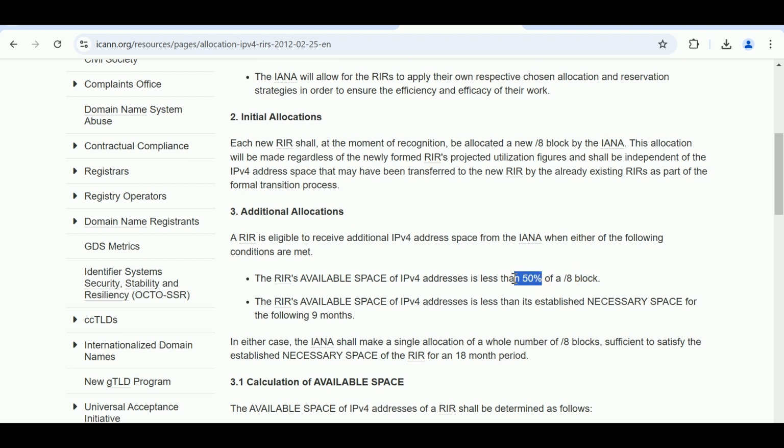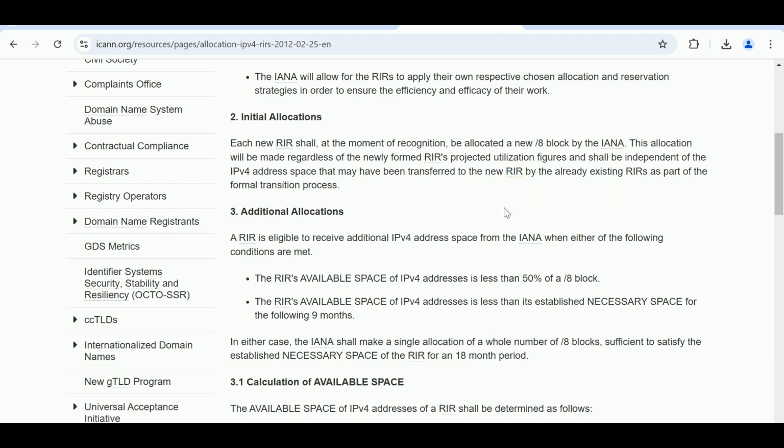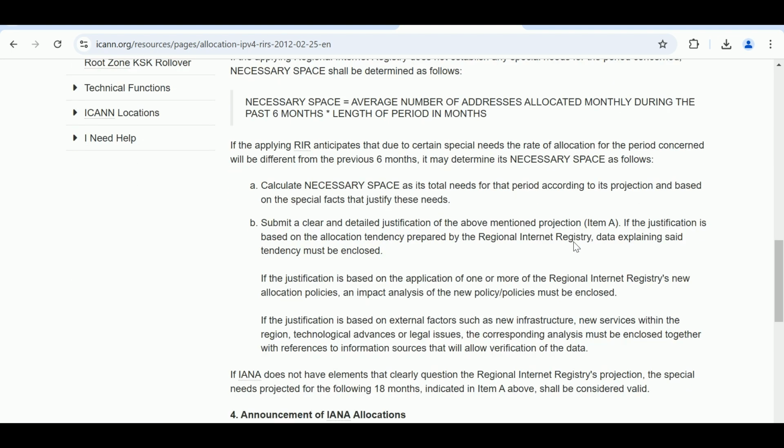So if they are getting less than 50% of IP addresses, then they can request one new subnet from this RIR. Or if the necessary space is established following 9 months. So within 9 or 10 months, if they have completed a /8 subnet, that complete block, then this particular RIR can go and talk to INA, and they can give the IP addresses.